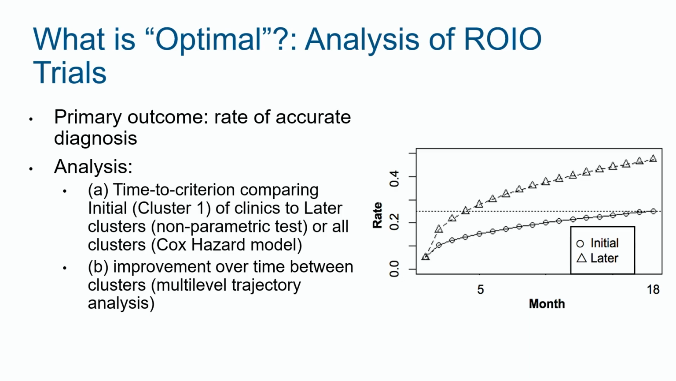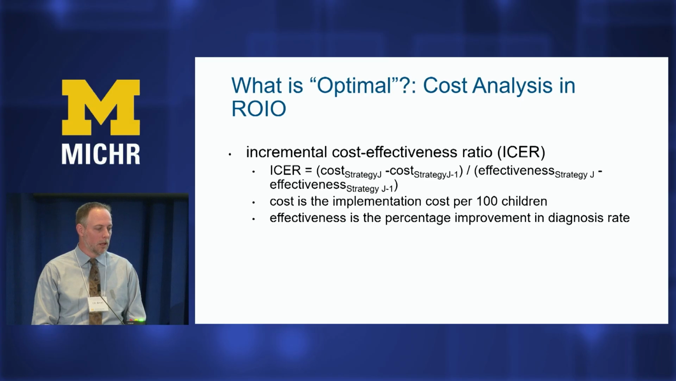You can also do an improvement over time between clusters using multi-level trajectory analysis. This is absolutely the most powerful way to do it. As you can imagine, doing a Kruskal-Wallis non-parametric test is not terribly powerful, but a multi-level test with the amount of data that you would have here actually is very well powered. And the Cox hazard models are actually fairly well powered as well in this context anyway. So that will be the topic of one of the analysis papers that we're planning to write.